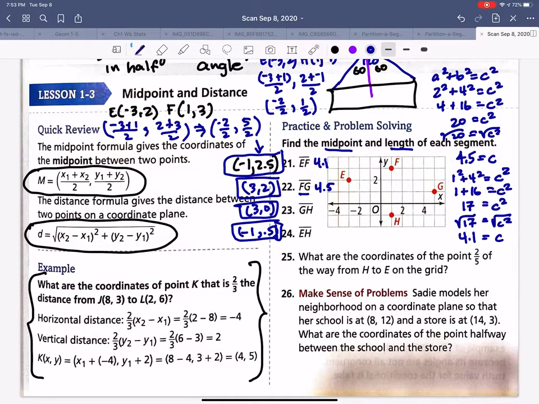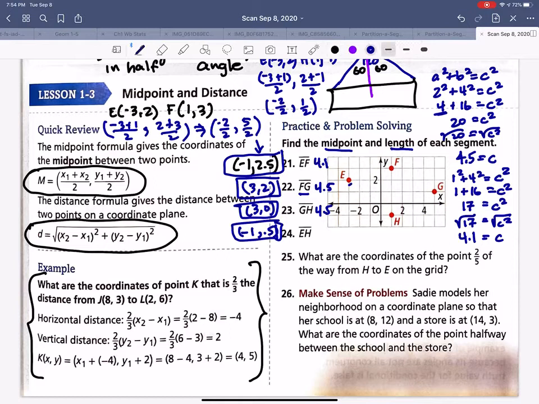All right, now let's look at GH. That looks the same here. That's a 2 and a 4, so that's going to give me the same answer as FG. I'm still going to get 2 squared plus 4 squared, because this is a 2 and that's a 4. So I should get the same answer, 4.5. Now let's look at EH.